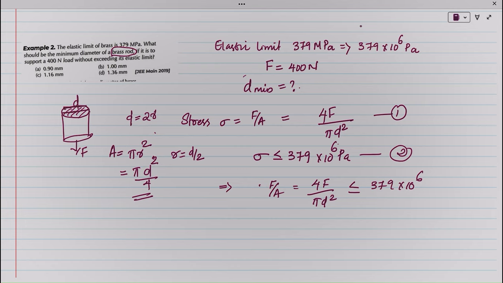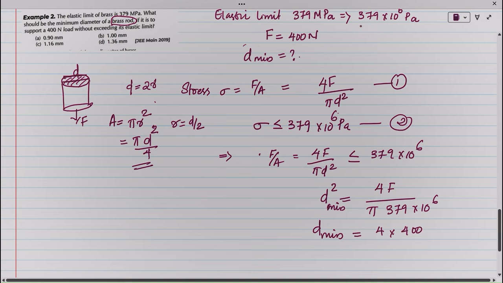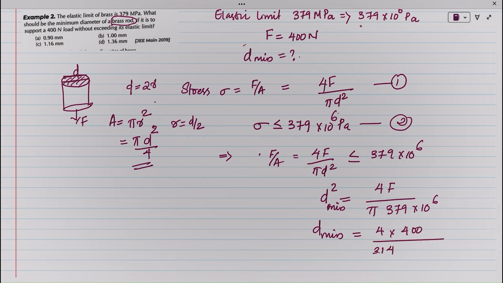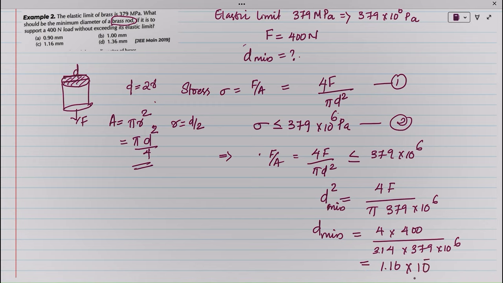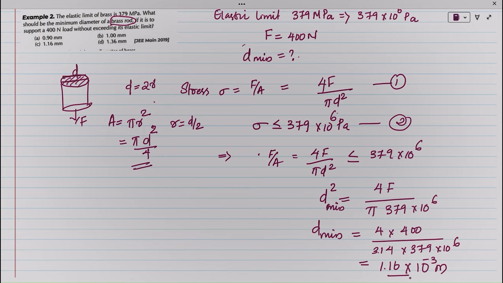379 × 10⁶. From this equation, D square is equal to 4F by pi into 379 × 10⁶, and this is the value D minimum. Giving the values, we get 400 Newton divided by 3.14 into 379 into 10 raised to 6, which is equal to 1.16 into 10 raised to minus 3 meter. That is the answer, 1.16. That is option C, the correct answer.